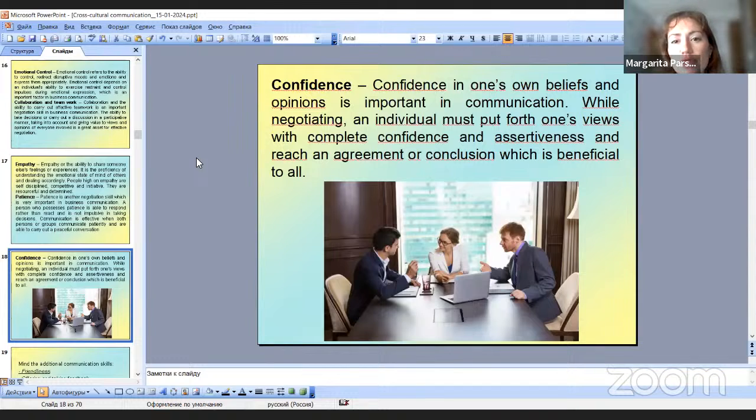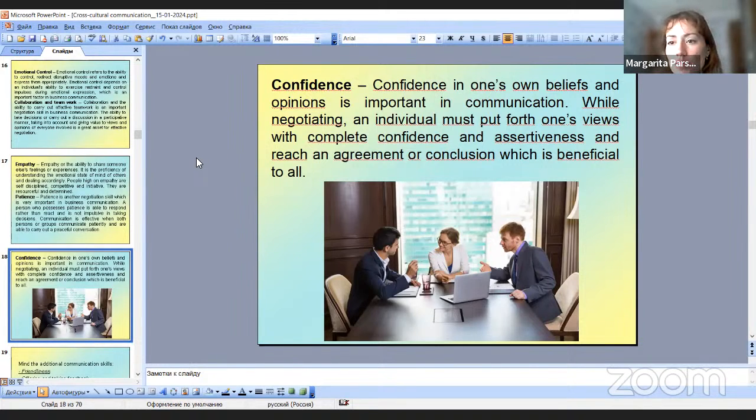What can we say about confidence? Confidence in one's own beliefs and opinions is important in the communication process. We trust more the people who are confident. While negotiating, an individual must put forward his own views with complete confidence and assertiveness, and reach an agreement or conclusion that is beneficial to all. So it's better, of course, to learn to be confident.